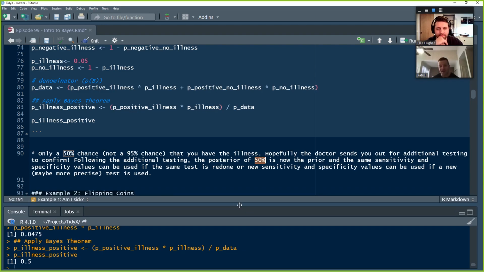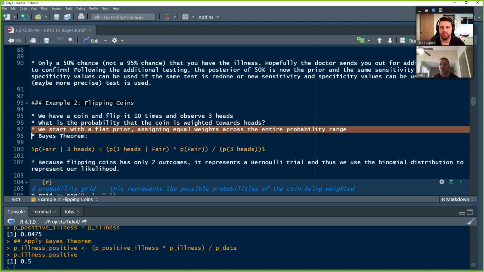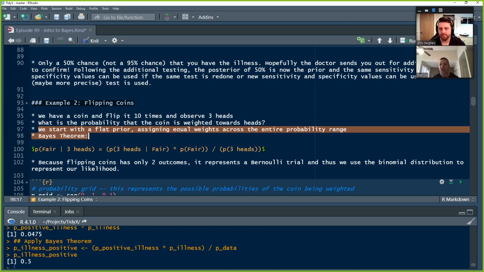The other example is coin flipping. Coin flipping and dice are like the traditional, Renaissance gambling type of things that Bayes is applied to. So let's go through this. We have a coin and we flip it 10 times and we observe 3 heads. And so the question we want to know is, what's the probability that we're dealing with a potentially weighted coin, a non-fair coin? And we're going to start with what's called a flat prior.